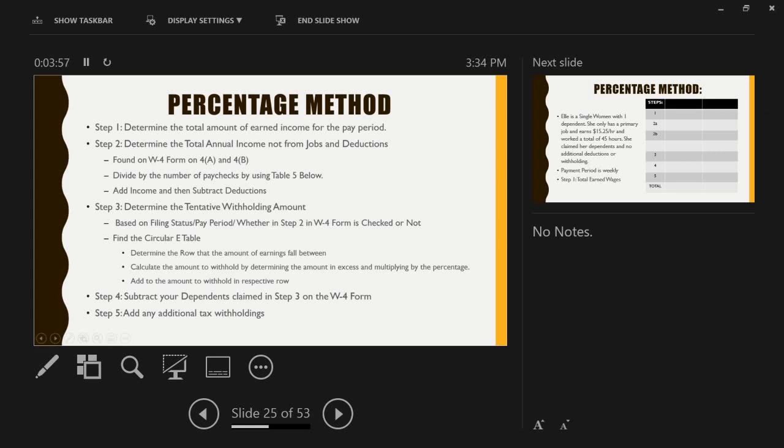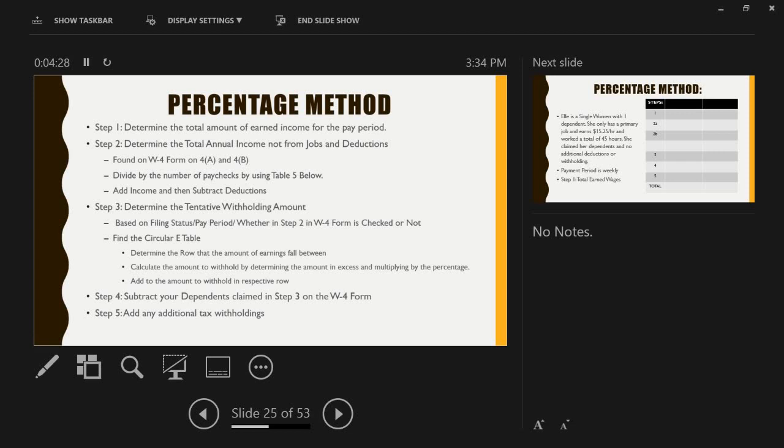Okay, once you've done that, then you're going to determine the tentative withholding amount. So this is where, once we find the total amount, we add our income and subtract out our deductions, right? That's where we're going to determine, well, how much money should we get per paycheck? Once we determine that, we're going to look at our filing status and payroll period, and we're going to determine in our Circular E table which percentage we are going to be claiming, right?